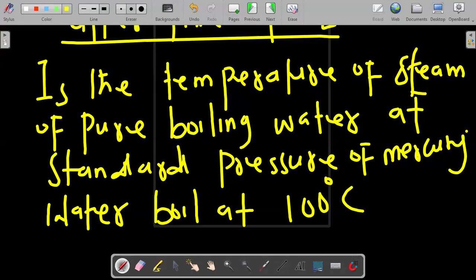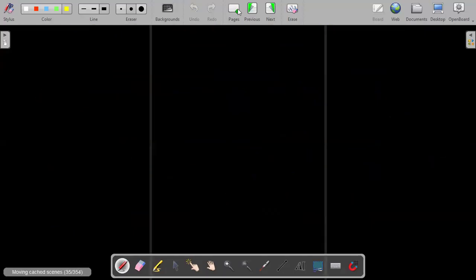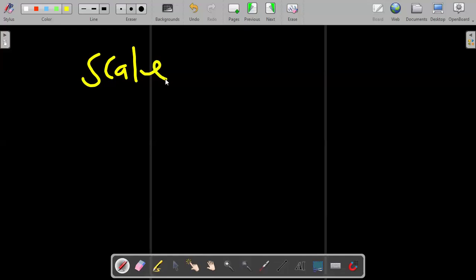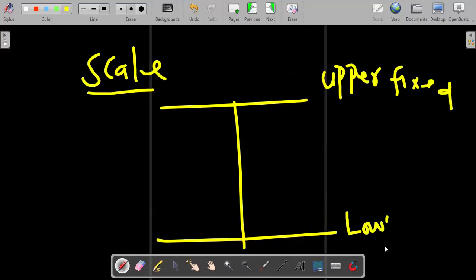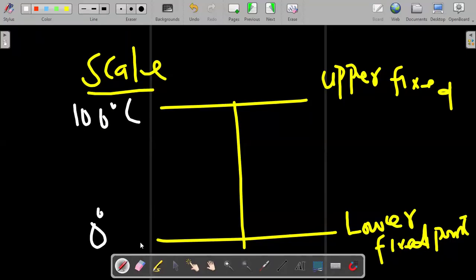So what I will do now is sketch a graph to illustrate these two. Let's sketch a temperature scale. The scale is something like this. This is the diagram. This is the upper fixed point, while here is the lower fixed point. The temperature at the upper fixed point is 100 degrees Celsius, and at the lower fixed point, 0 degrees Celsius.